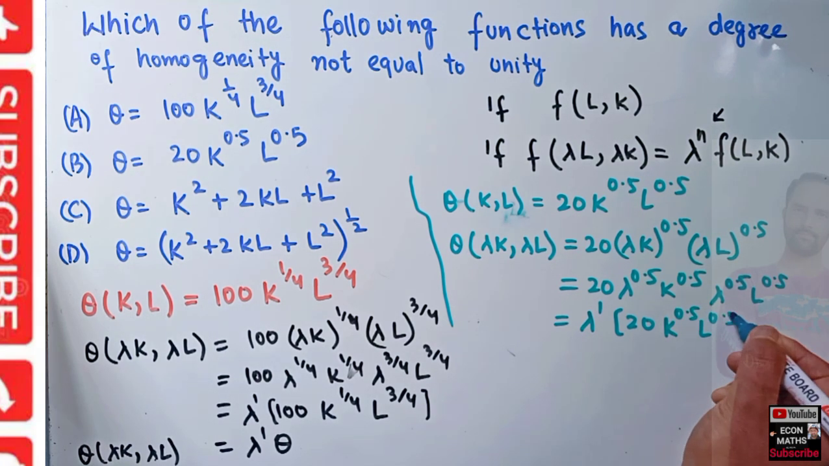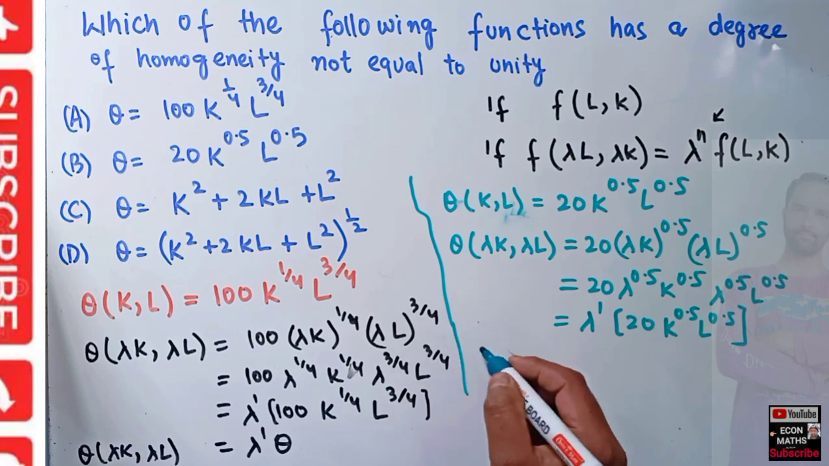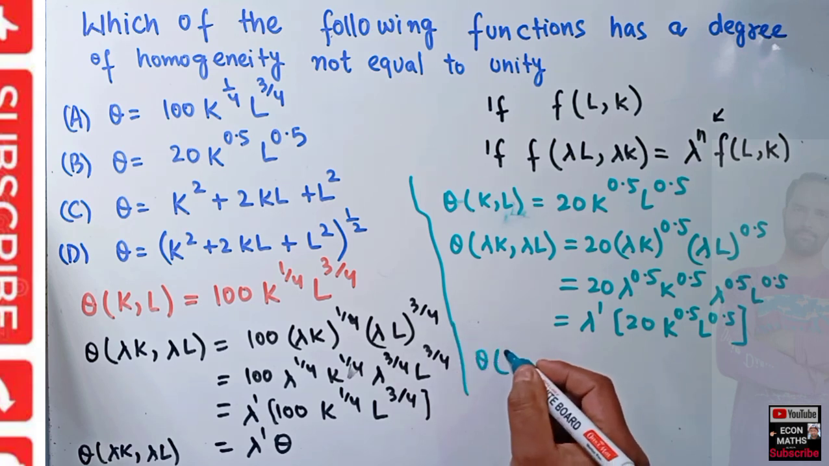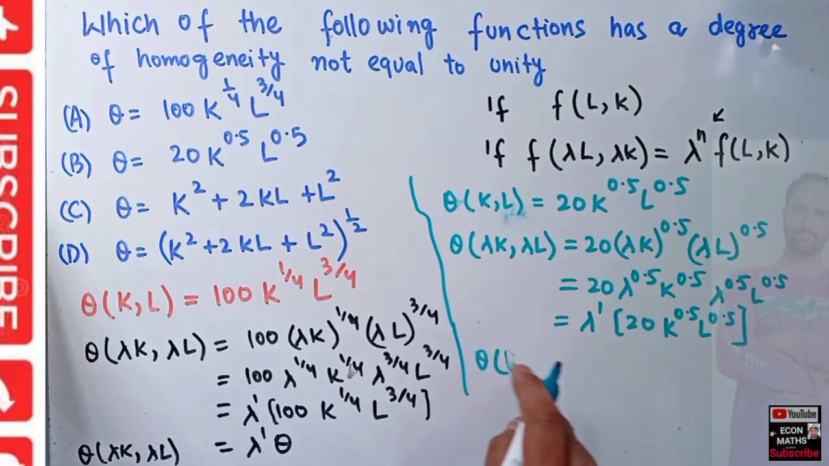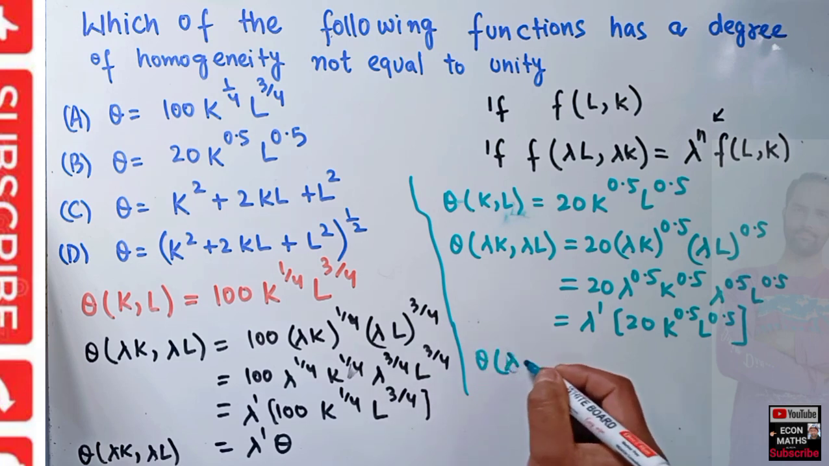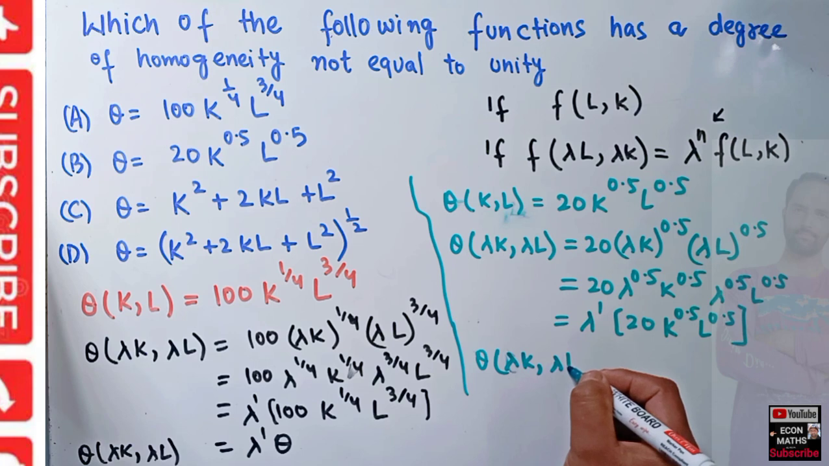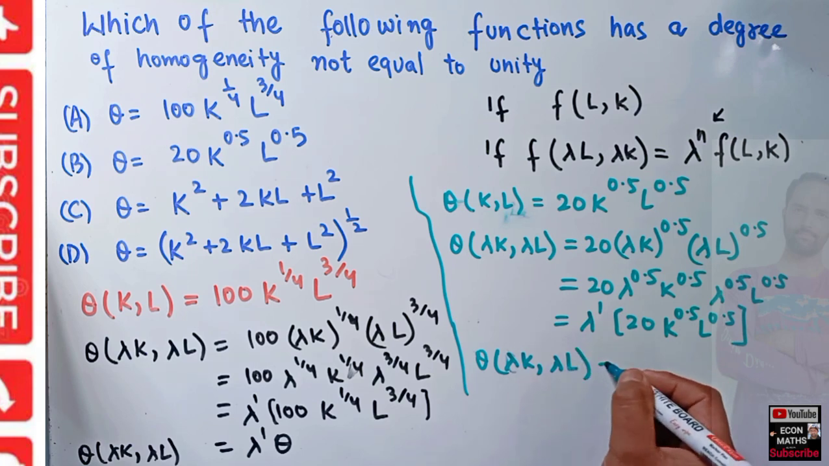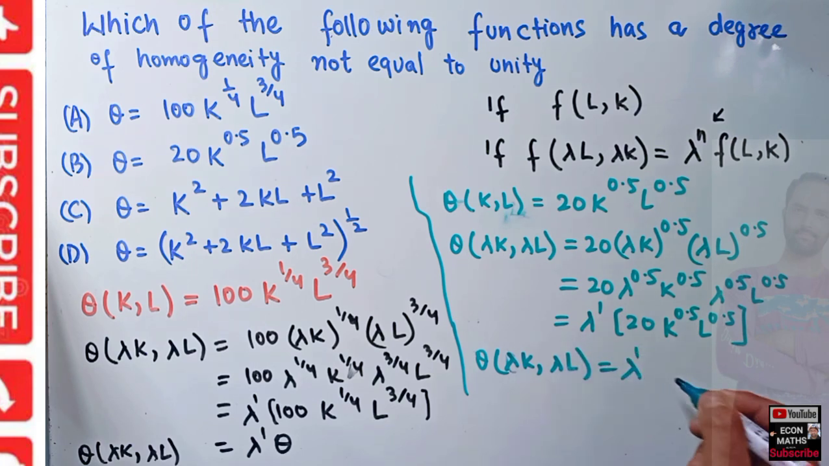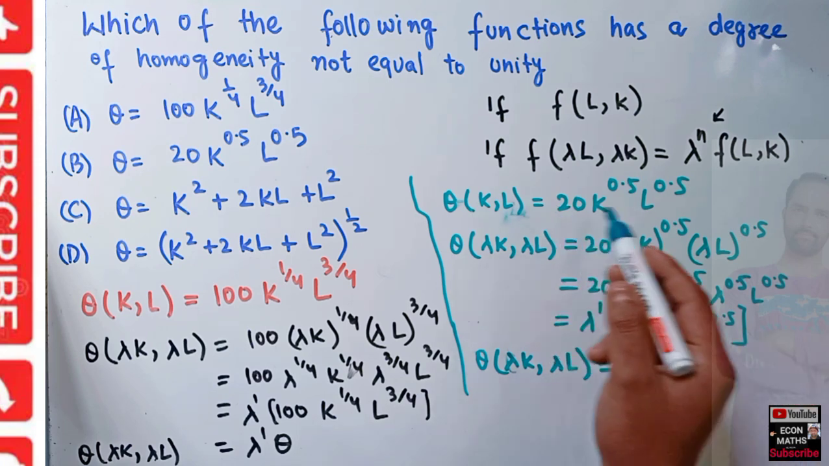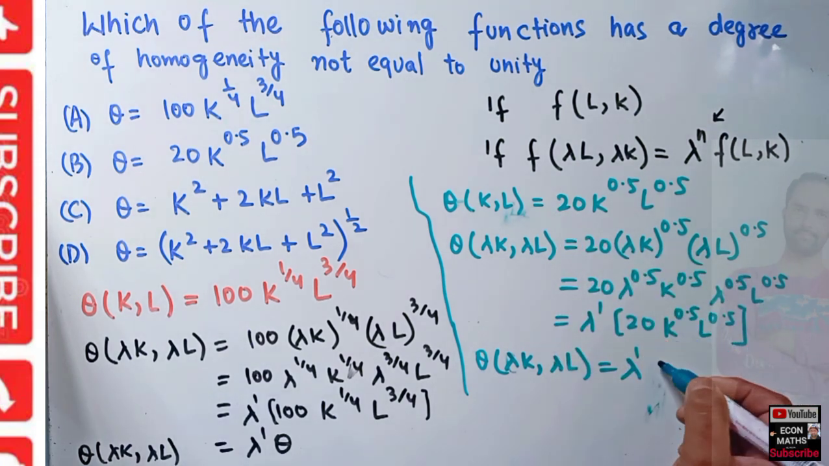And here you can see that when each factor is multiplied by lambda, our output also gets multiplied by the same factor. That is, this function is equal to lambda Q. So the second function is also homogeneous of degree 1.